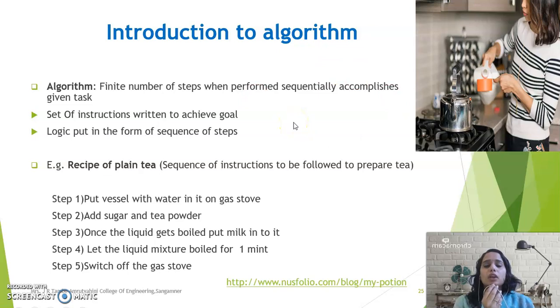Before talking about our technical example of the algorithm, I'd like to tell you how we prepare tea. Remember, an algorithm is a recipe that we are putting in the form of steps. For example, consider I have to prepare a plain tea. Very first thing, you should be very clear about the problem statement. See, I have purposely put the words plain tea here.